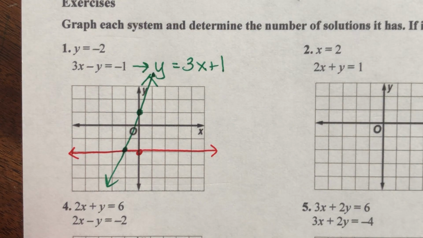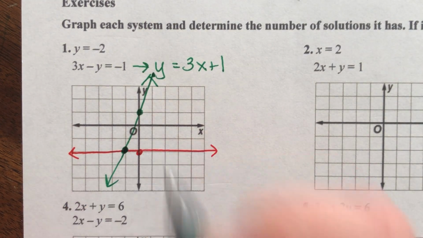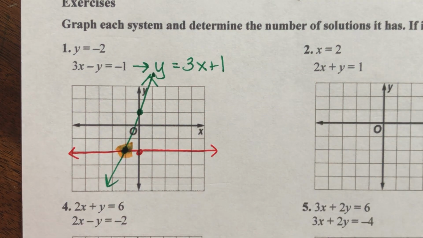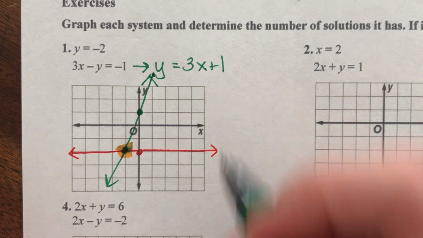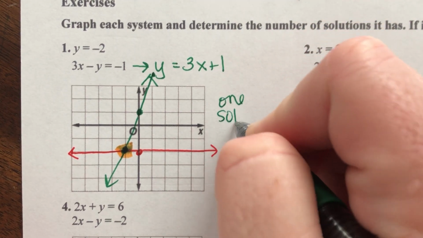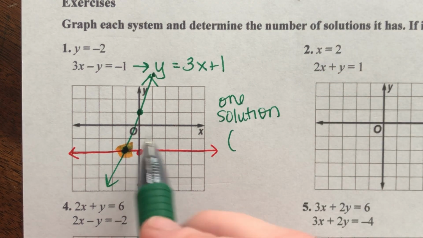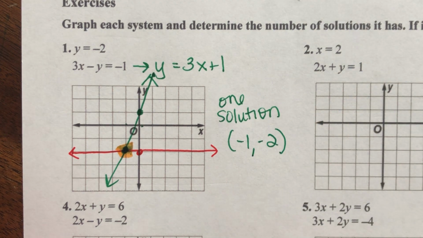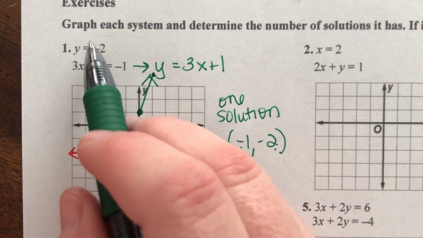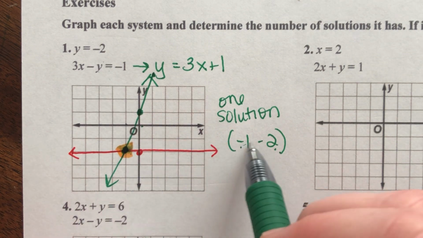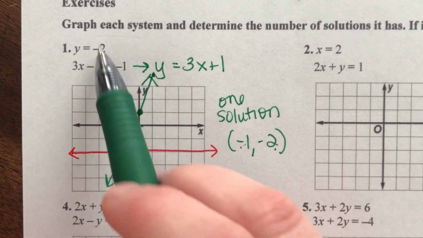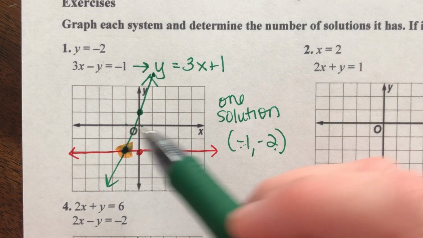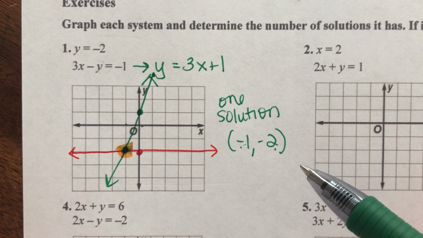So here's my 2 lines. Where does it look like they cross? Right here. So they share one solution. And what is that one solution? Where is that point? We'll say one solution, and that is at -1, -2. So the solution, -1, -2, solves both of these equations, and it's the only solution for both of these. The solution here is where they cross, where they touch, right? So they only touch in one spot, that's the one solution that they share.